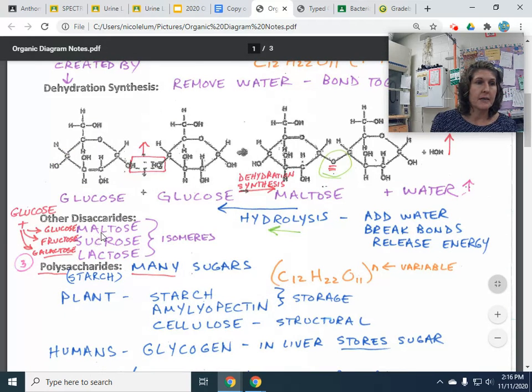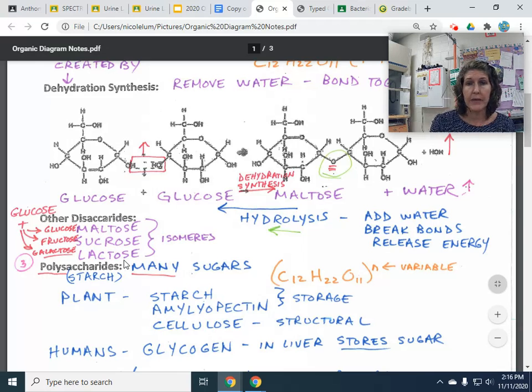Here are my other disaccharides: maltose, sucrose, lactose. We just looked at maltose. It's always going to be glucose plus something. So glucose and glucose is maltose. Glucose and fructose is sucrose. Glucose and galactose is lactose. Just like glucose, galactose, and fructose are isomers, so are my disaccharides: maltose, sucrose, and lactose. C12H22O11.